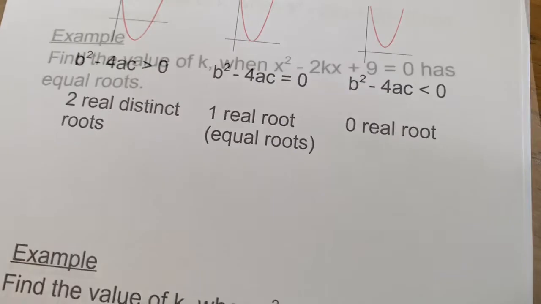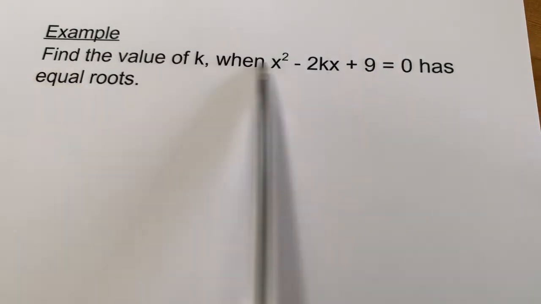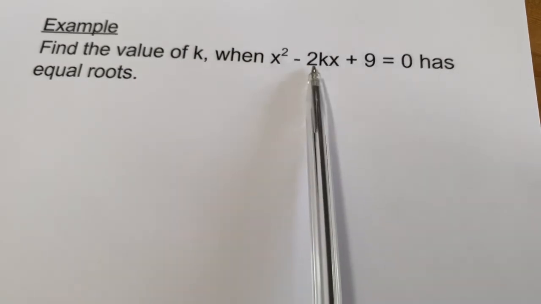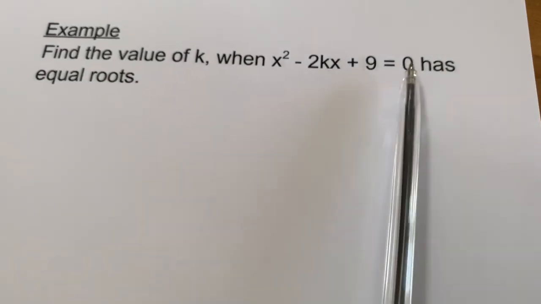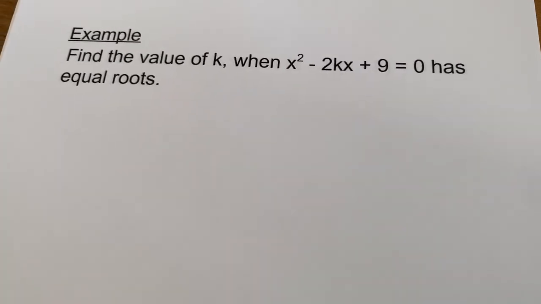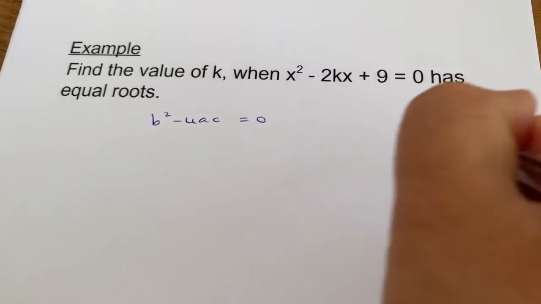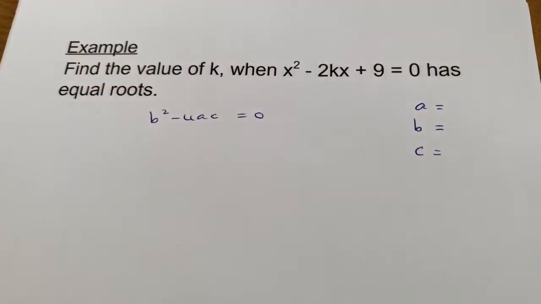We're going to look at 3 more. Okay, so we're going to find the value of k when x squared minus 2kx plus 9 equals 0 has equal roots. So, same thing. When I've got equal roots, I know that b squared minus 4ac equals 0. You don't have to do this, but if it helps, just write down what a, b and c are.